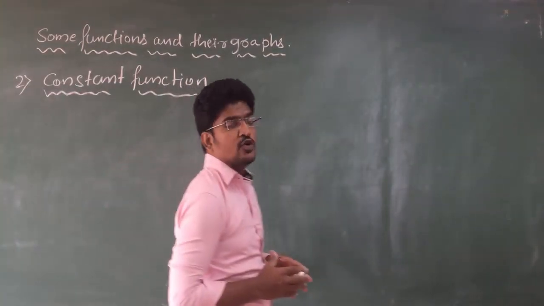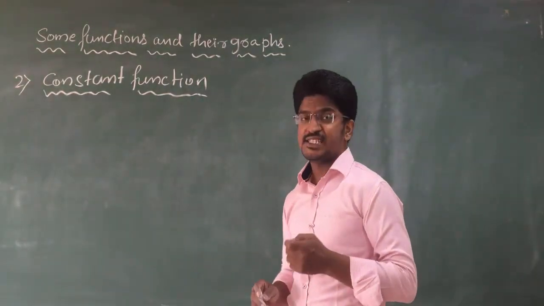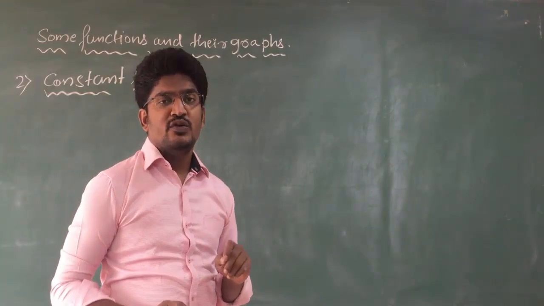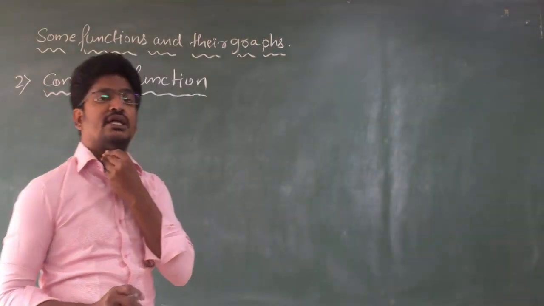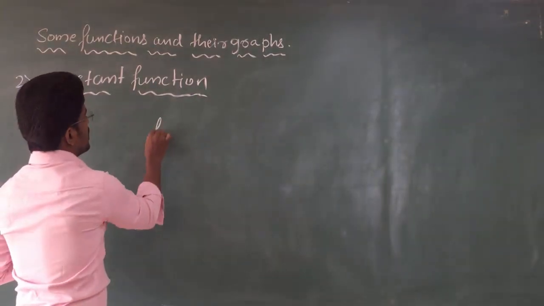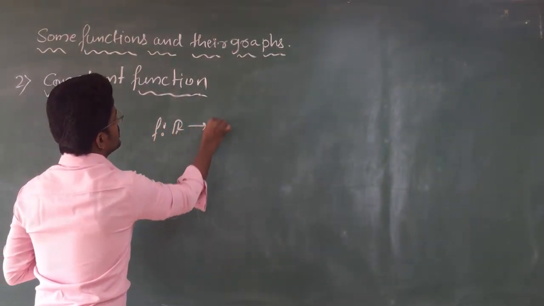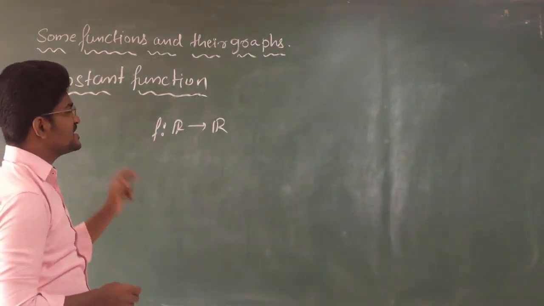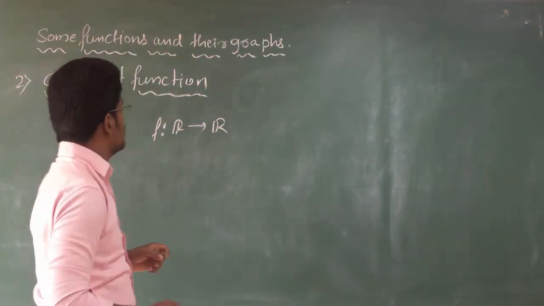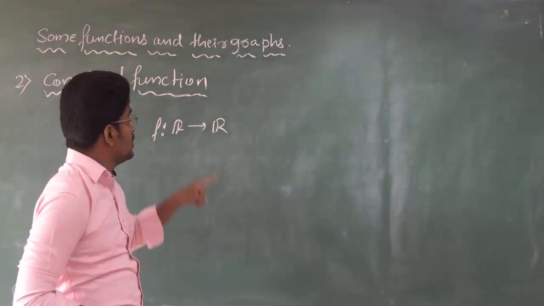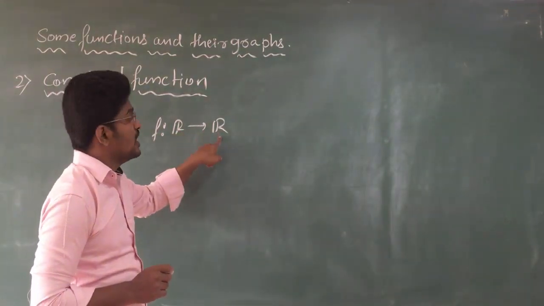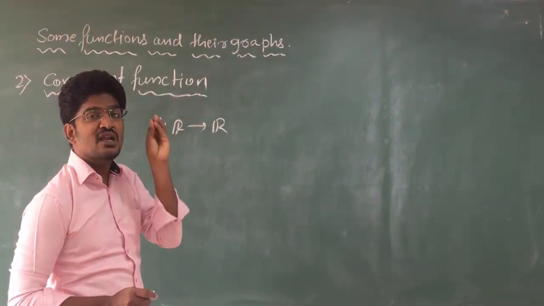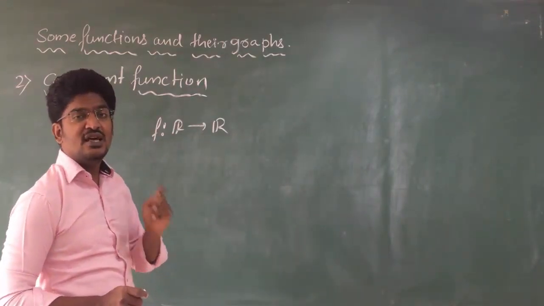Okay students, now let us go for the second function, that is constant function. Clear? First one was identity function and the second one is constant function. Constant function means, see here, f is a function from real numbers to real numbers. How the constant function is defined, I am going to explain. First with logical things, next let us write it in definition form. Okay, so f is a function from R to R. Here R is the domain, the next R is the codomain. Both R are what? Real number sets. This capital R is nothing but the real number set.